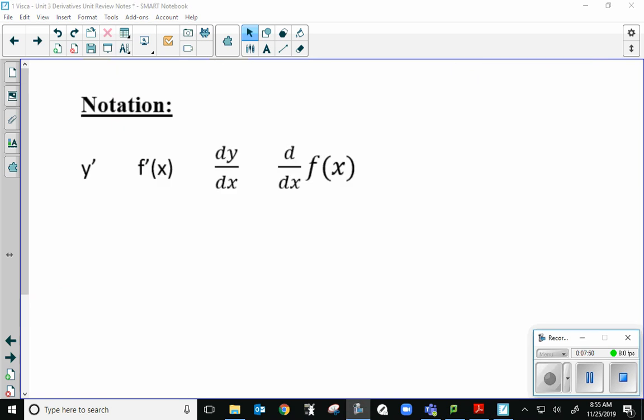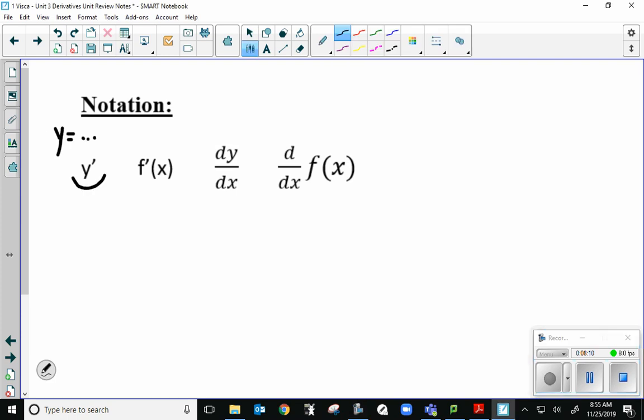And speaking of notation and derivatives, these here are just all different ways you might see a test or a calculus book or a professor display derivatives. Meaning, if I have an equation y equals something, y prime means the derivative of y. Likewise, if I see f of x function equals something, f prime of x means the derivative of f of x.